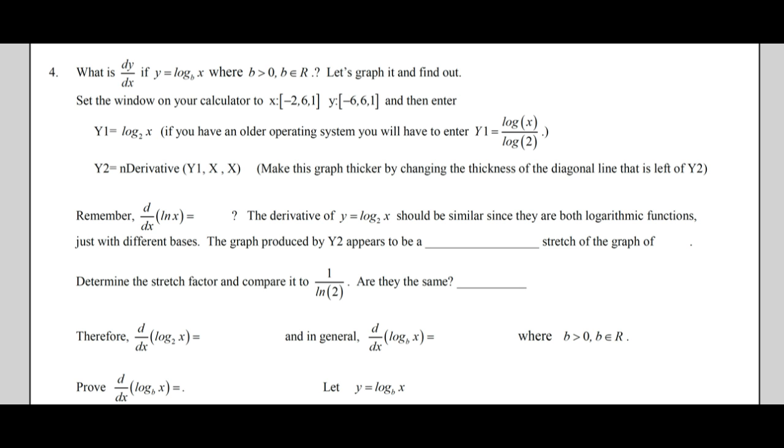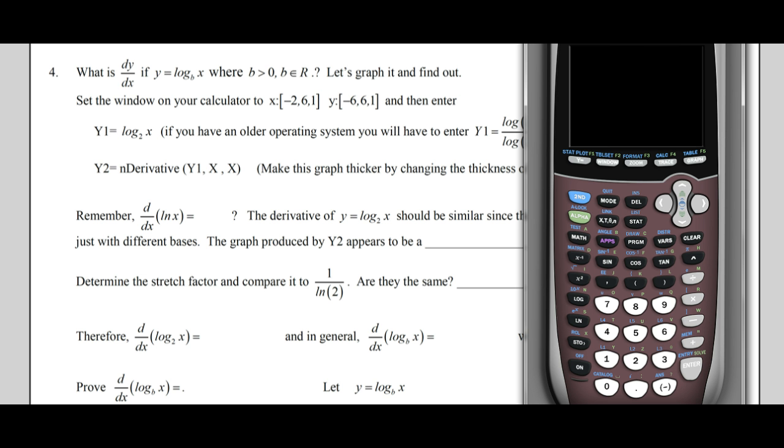So, what is dy by dx if y equals log base b of x, where b is greater than 0 and b belongs to the reals? Let's graph it and find out. Oh, again with the graphing. It's like, seriously.